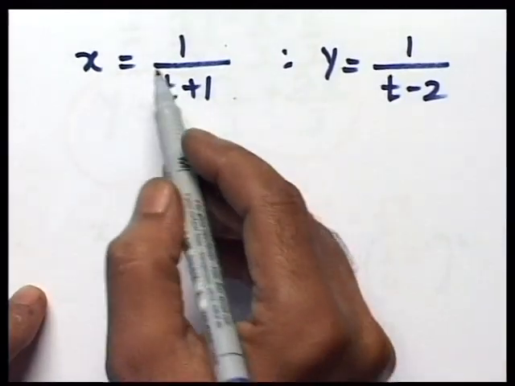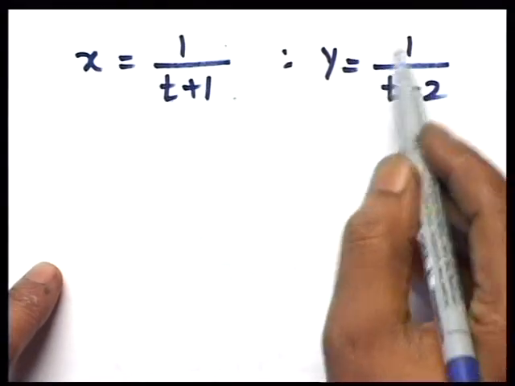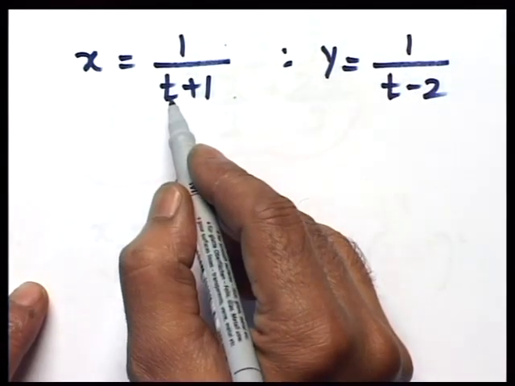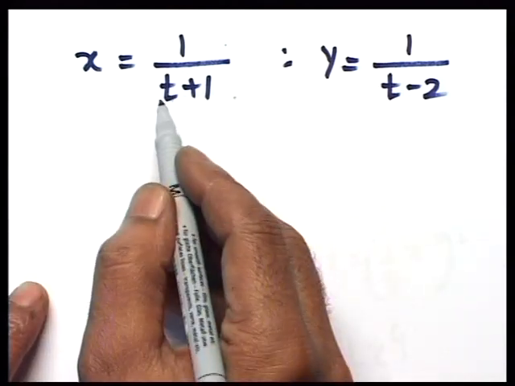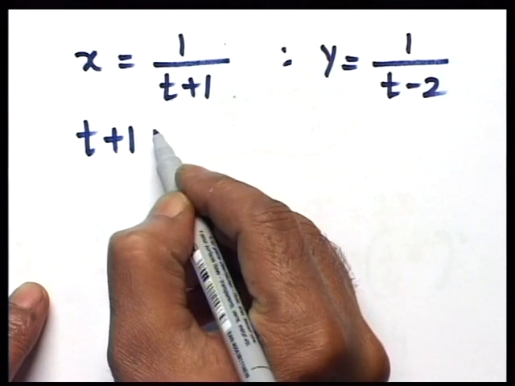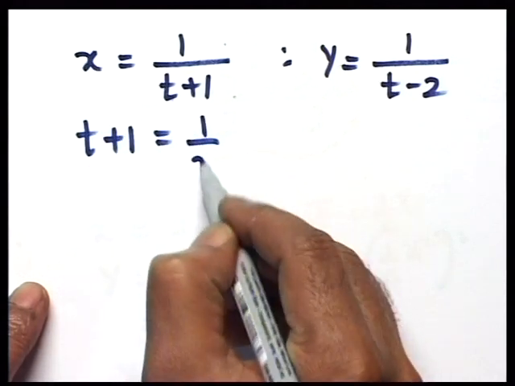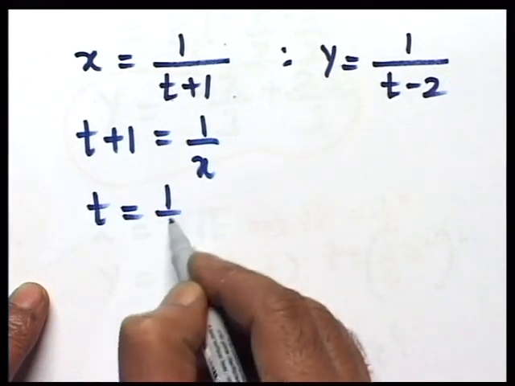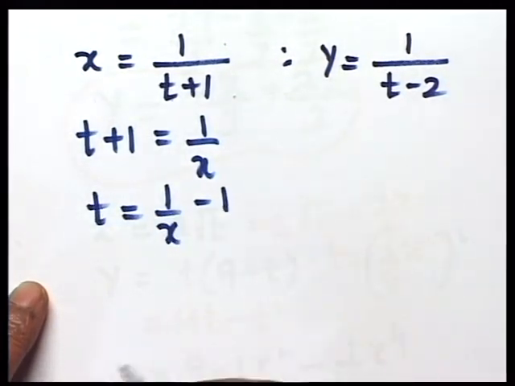We have x equals 1 over t plus 1. That's the y parametric form. Convert to Cartesian. Let's take t plus 1 here. Just do the normal algebra you should be able to do. t plus 1 is equal to 1 over x. Understand that. And t equals 1 over x minus 1.